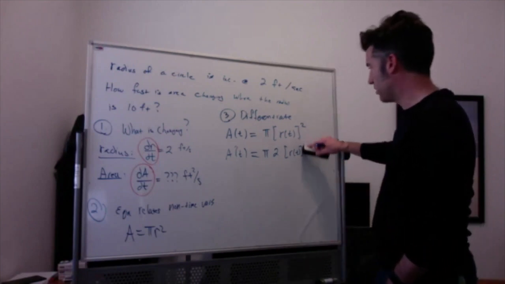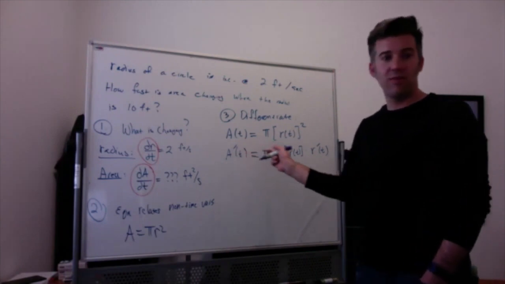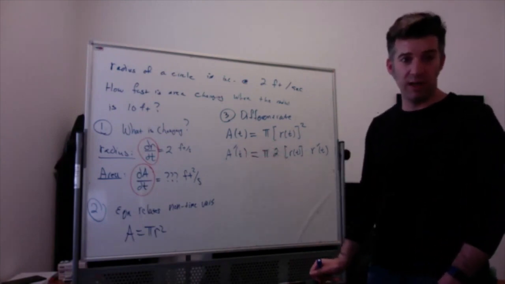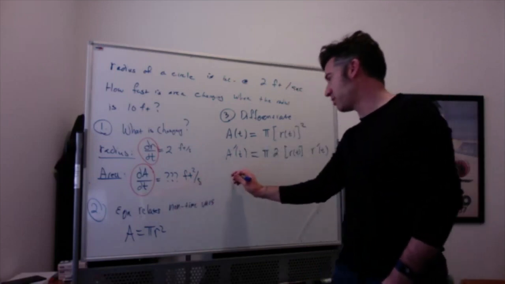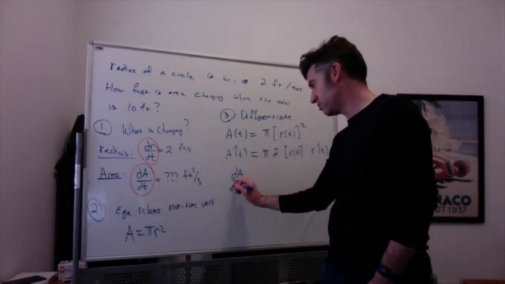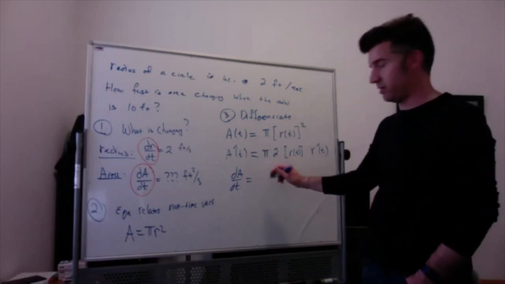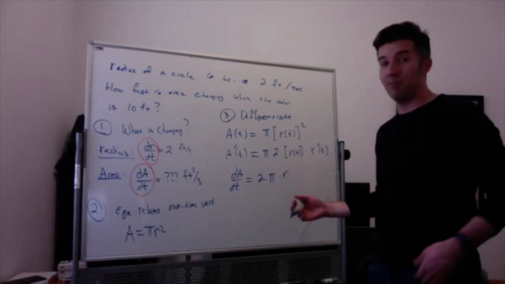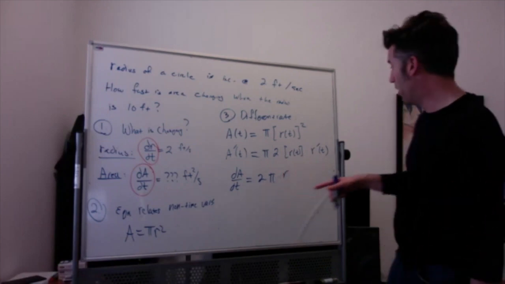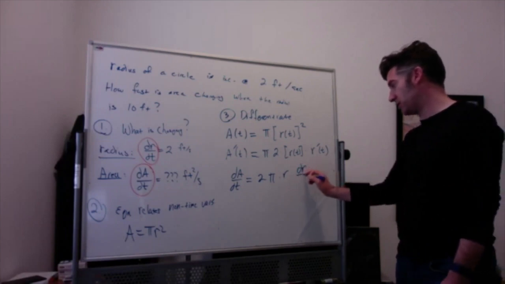Now here's the thing. Mathematicians are lazy. They don't write this all out this way because it's just so much. Instead, we use this notation. Instead of A prime of t, I'm going to write dA dt. And I'm going to write 2 pi instead of pi times 2. But instead of r of t, I'm just going to write r. It's implied that r is a function of time. And then r prime of t, I'm going to write dr dt.